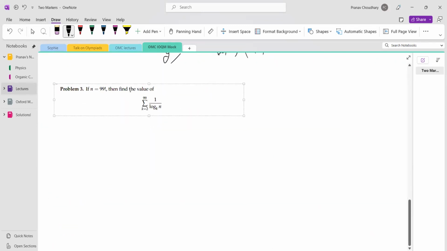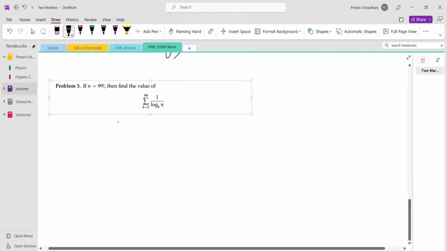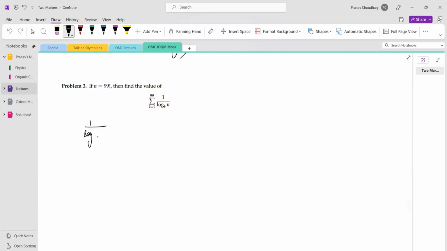So we are given n is 99 factorial and we have to find the value of this expression, right? So what is this expression basically? It is 1 over log 2n plus 1 over log 3n plus 1 over log 4n plus so on till plus 1 over log 99n.